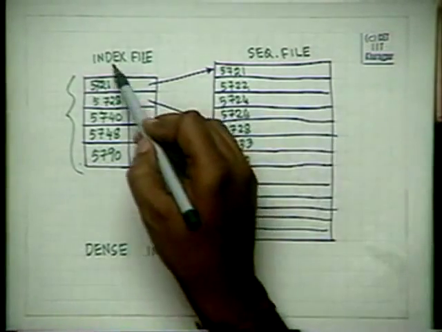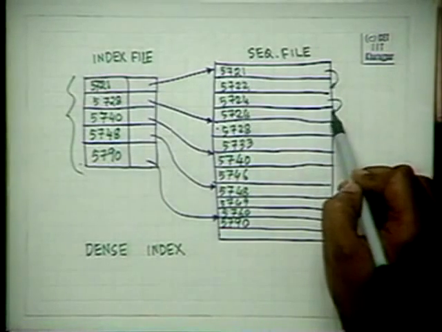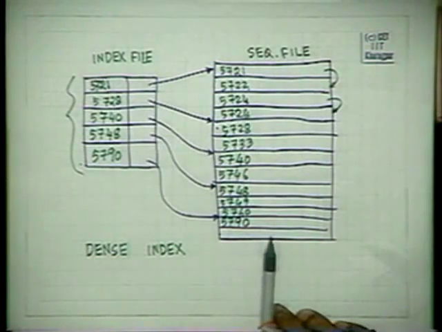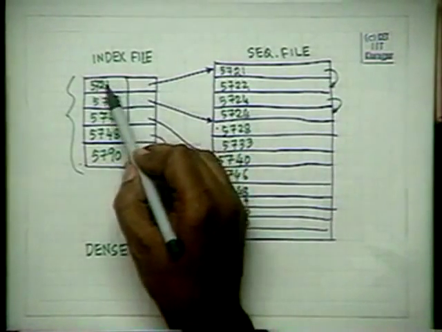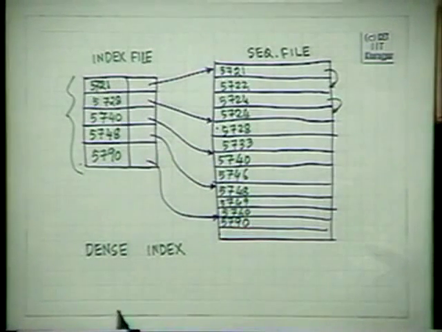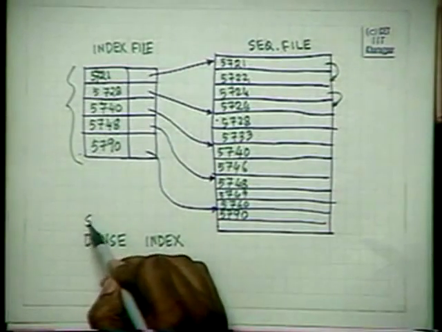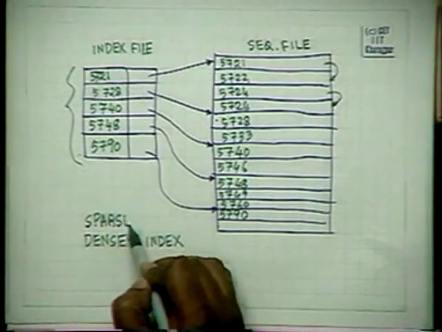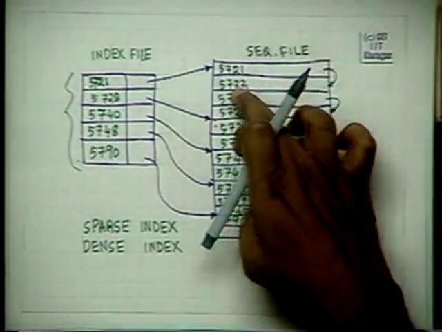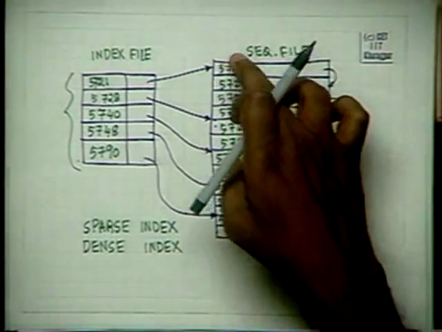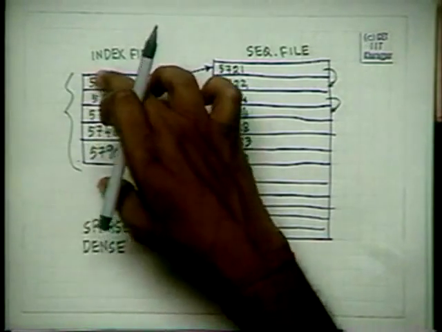But whatever index you have here, the file must be organized according to that key, or at least part of that key. That is the idea. It is organized sequentially according to this. What we have here is what is called a sparse index, in the sense that the values of all the attributes on which the indexing is done are not present here.